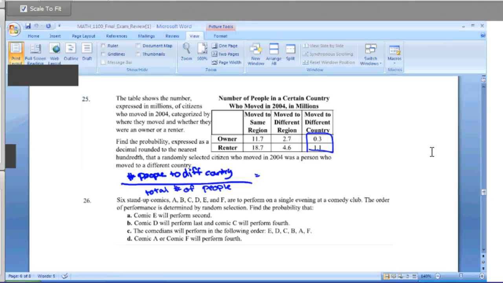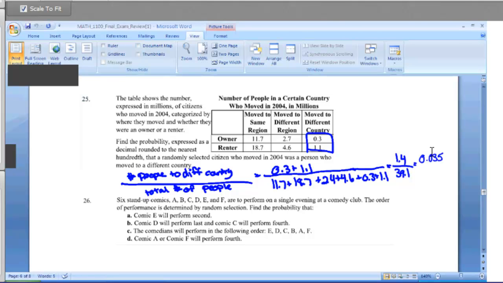So move to different countries, just these two. So we have 0.3 and 1.1. And then out of all people, we need to add up all 6 of those numbers. So 11.7 plus 18.7 plus 2.4 plus 4.6 plus 0.3 plus 1.1. And whenever we do that, we get 1.4 on top, 39.1 on bottom, and then we divide that out. We're going to get 0.035. It says round to the nearest hundredth. So rounding to the nearest hundredth, 5 makes the 3 go up, 0.04 for our answer.